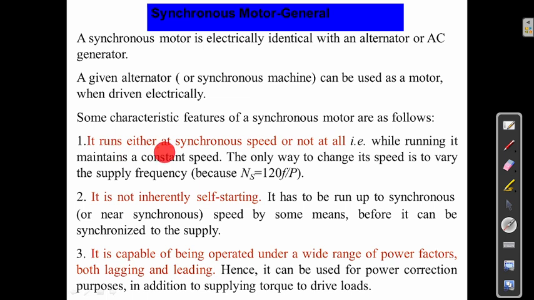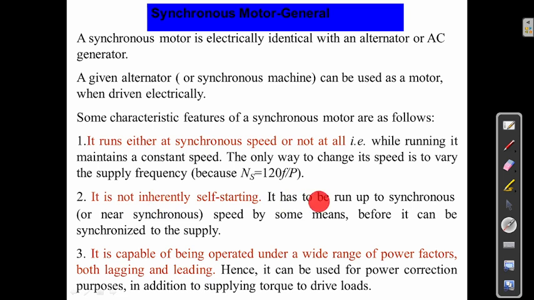It runs either at synchronous speed or not at all. That is, while running it maintains a constant speed. The only way to change its speed is to vary the supply frequency, because Ns equals 120 F by P. It is not inherently self-starting, that is the main thing.